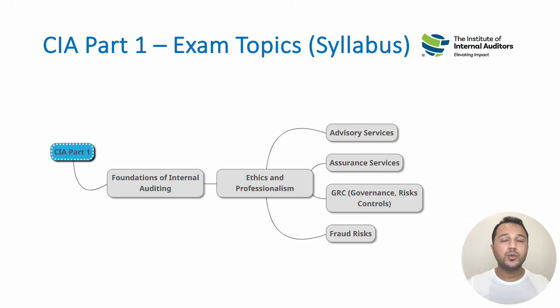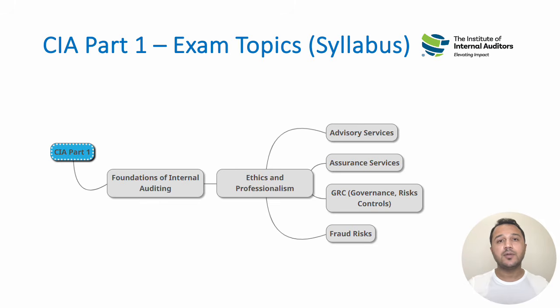Now we will go into a bit more detail on the key topics covered in CIA Part 1. CIA Part 1 is about the fundamentals of internal audit, which set the foundation for internal audit. So it talks about the key concepts, the definition, and the ethics which are required for the internal auditor.